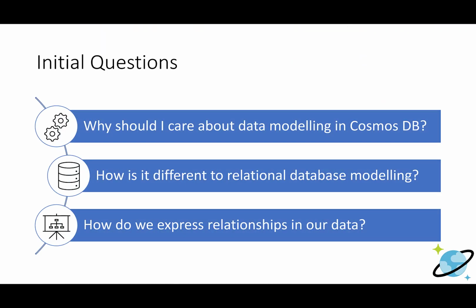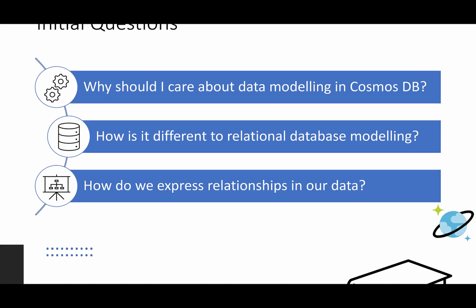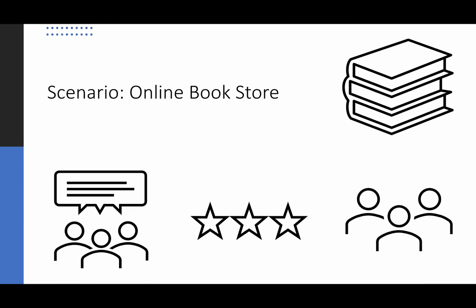When we're modeling our data for our applications that will use Cosmos DB, we might ask ourselves the following questions. Why should we care about data modeling in Cosmos DB when it's a schema-free data store? How is data modeling different in Cosmos DB compared to what data modeling might be when we're developing applications that use relational data stores? And how do we express relationships within our data store, bearing in mind that Cosmos DB is non-relational? So to answer these questions, we'll use an example of an online bookstore.